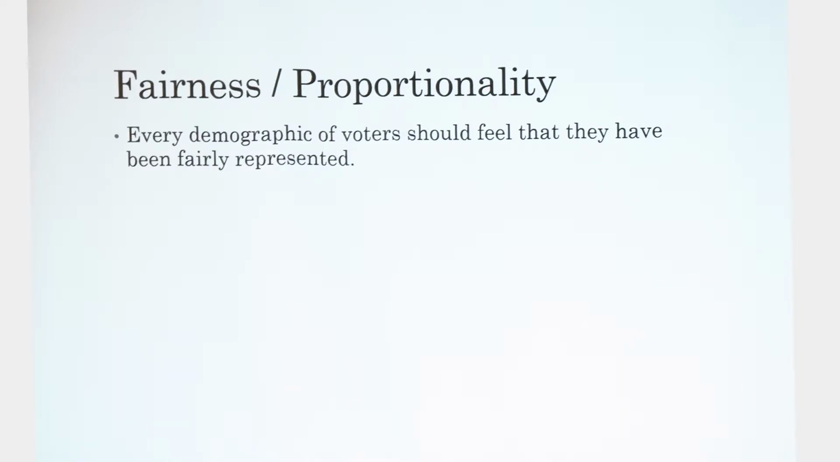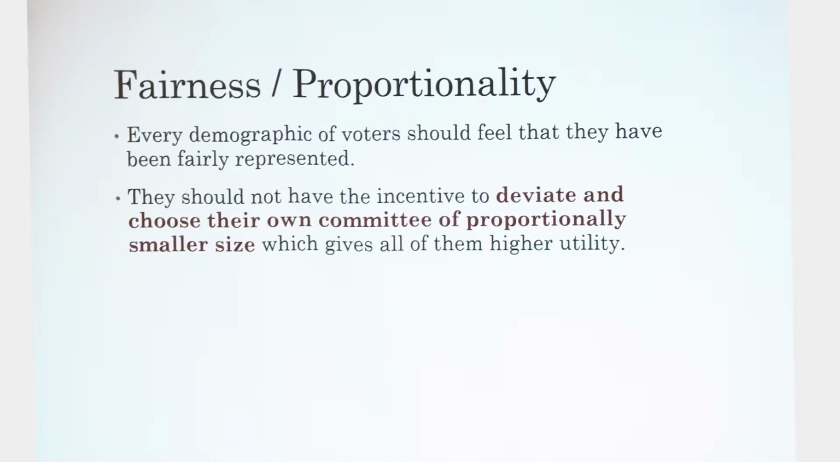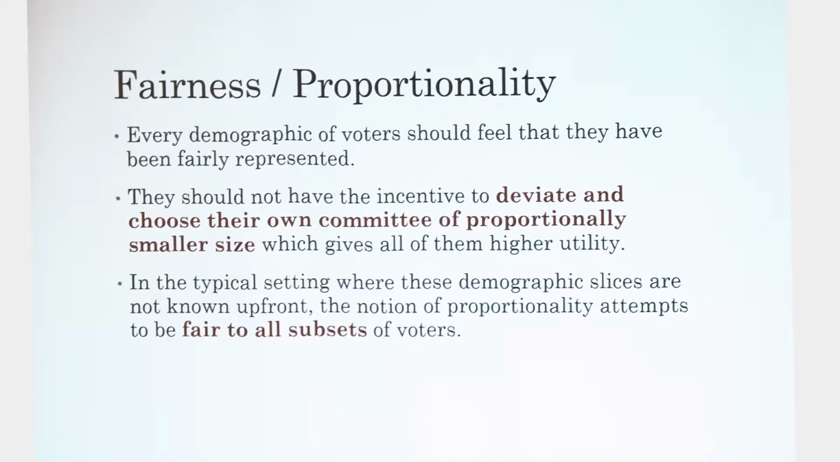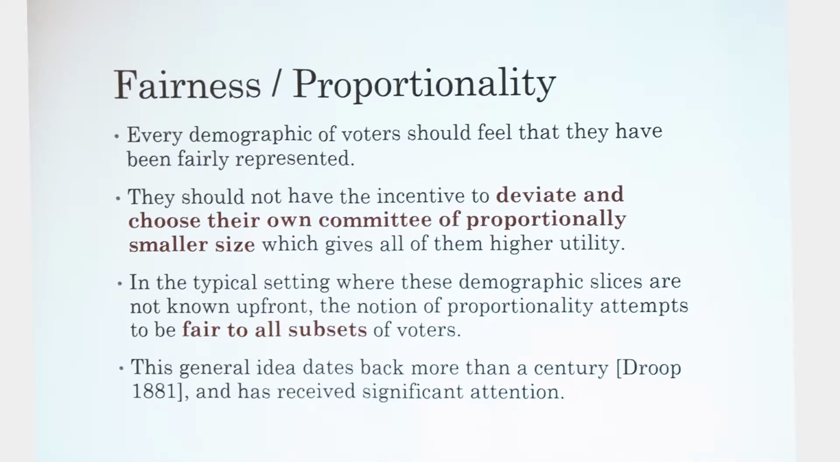And we want the committee selection process to be fair. By which we mean every demographic of voters should feel that they have been fairly represented. So more precisely, they shouldn't have the incentive to deviate and choose their own smaller committee, which gives all of them higher utility. And we consider a setting where we don't know the demographic slices. So we require the notion to hold for all subsets of voters. And the notion here dates back to the 19th century and has received significant attention. For example, the notions of core and Lindahl equilibrium are all based on this idea.